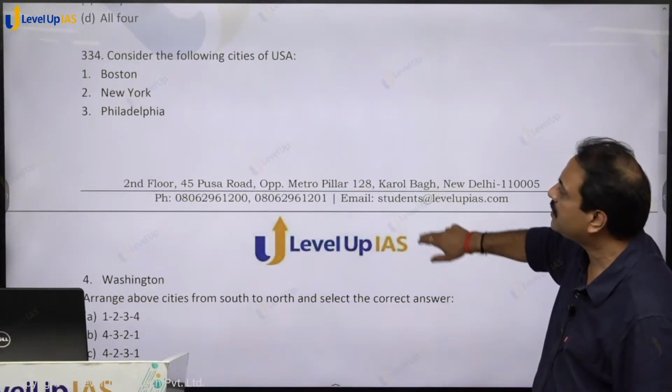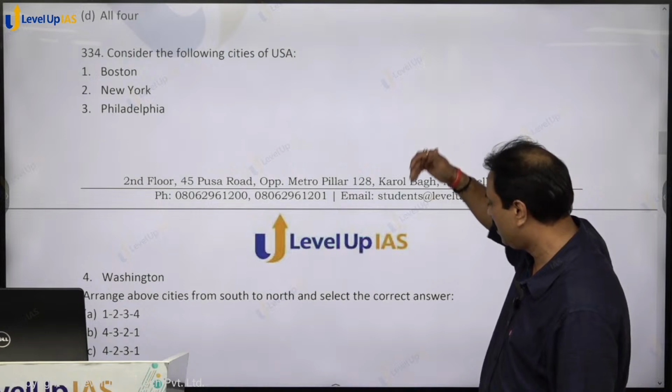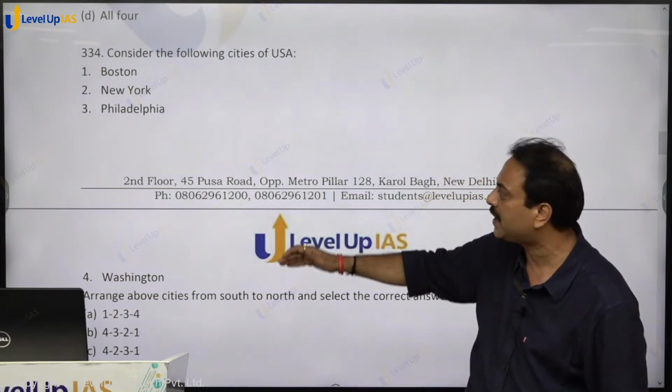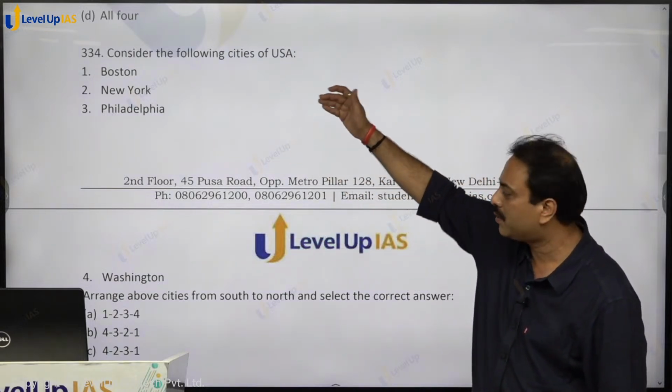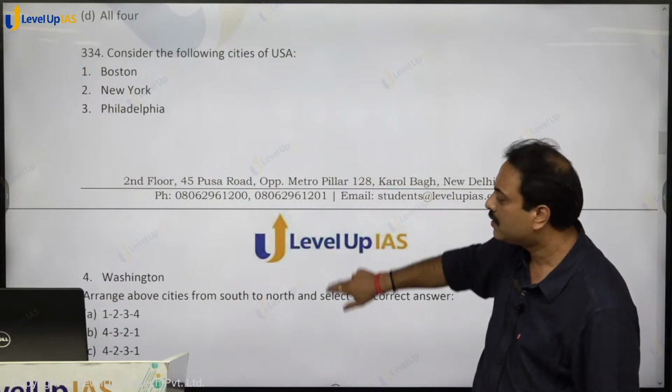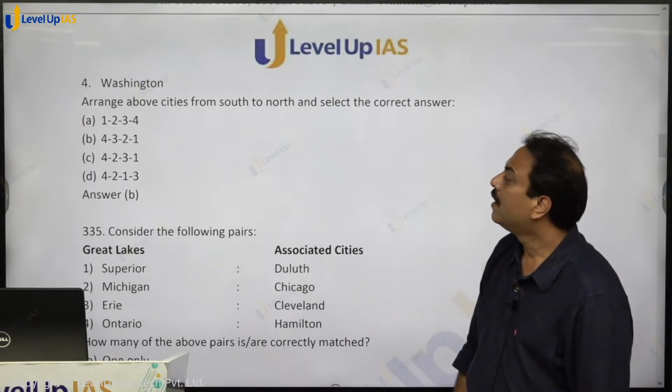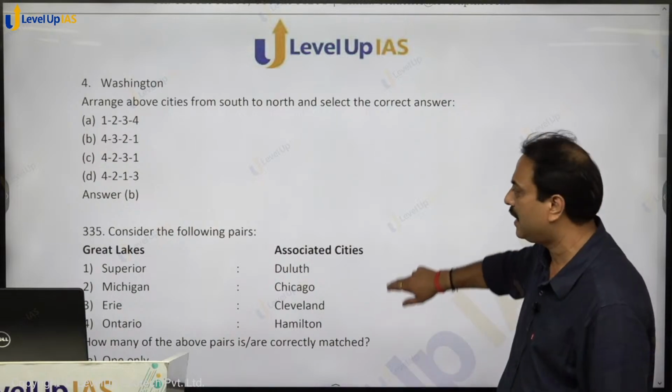So the question here was arrange them south to north, no? South to north. It will be Washington, Philadelphia, New York, Boston. 4, 3, 2, 1. So 4, 3, 2, 1. Option B, B for boy, shall be the right answer.